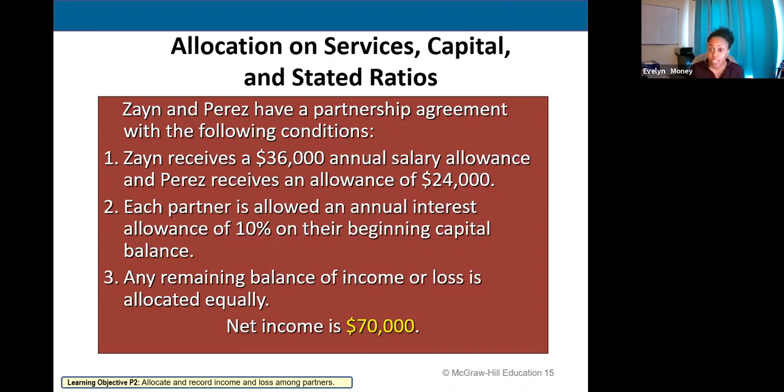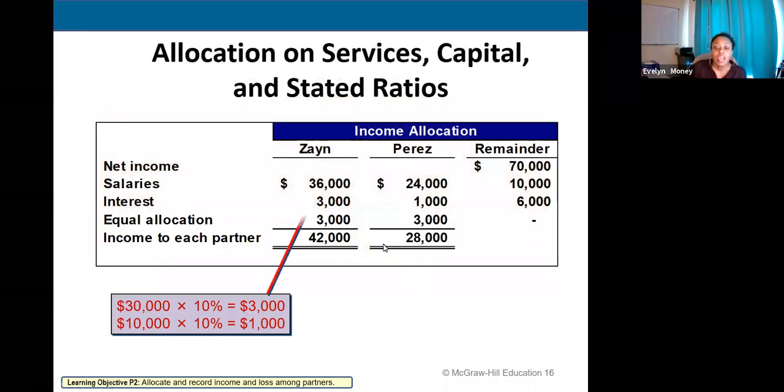Now, each partner, in addition to their salary allowance, is allowed an annual interest allowance of 10% of their beginning capital balances. So we're going to take 10% of each partner's capital balance, and that's going to help us allocate income. And any remaining balance of income or loss is allocated equally. So net income is $70,000.